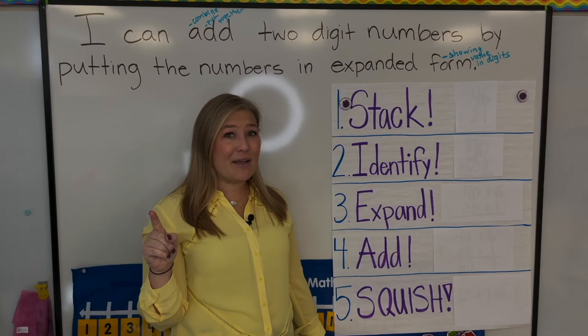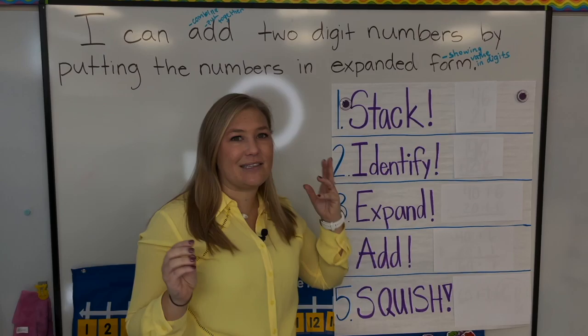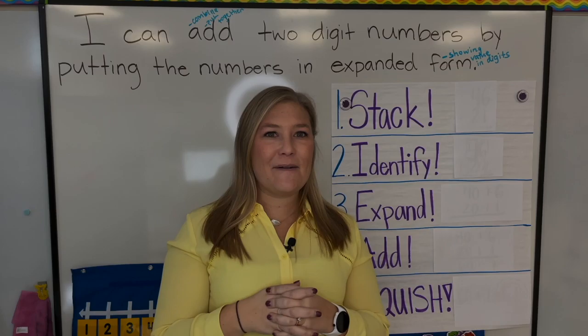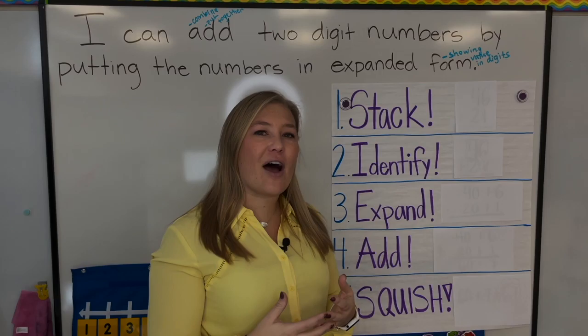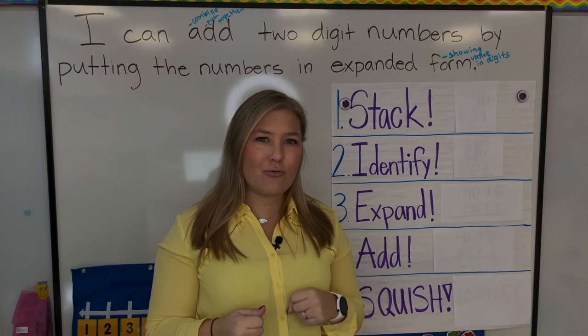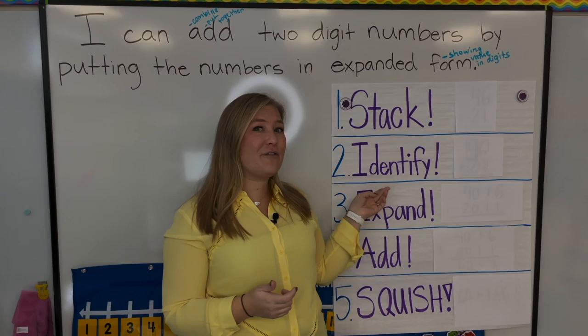So our first step is to stack. I always tell my students when we stack up our work, it's really just to make sure it's going to be really neat and nice when we're at the end of it. We also have step two, which is identify. We can identify our tens and our ones place by putting a square or a circle around them. We can highlight them, or you can even just identify them right up here in your noggin. As long as you know what number's in the tens place and what number is in the ones place. And identifying really helps us with our next step, which is expanding.